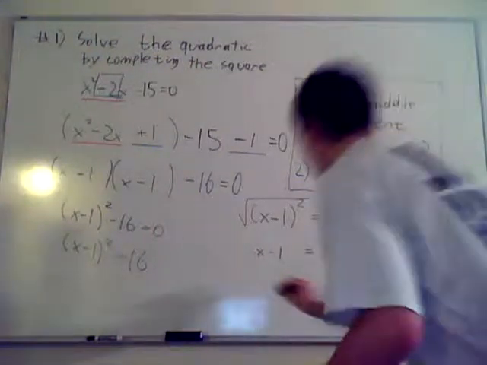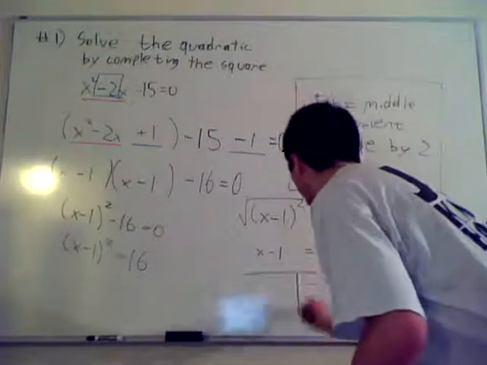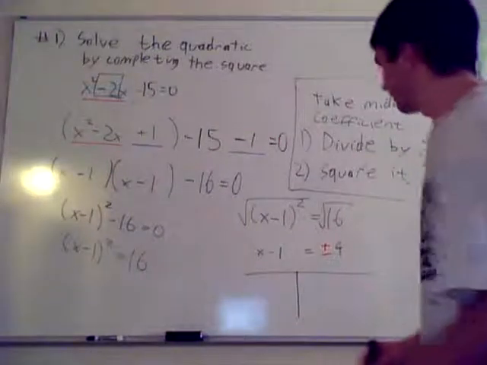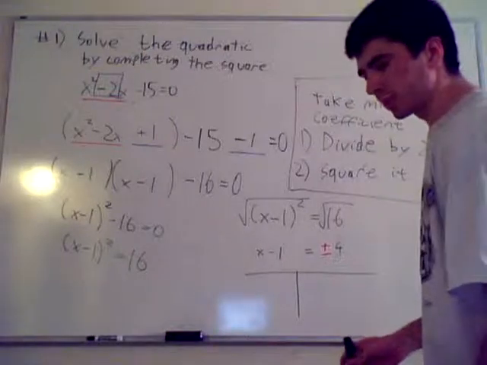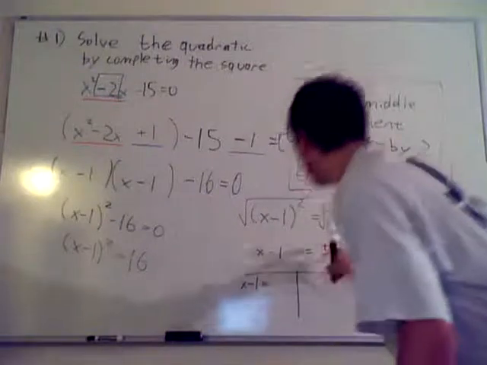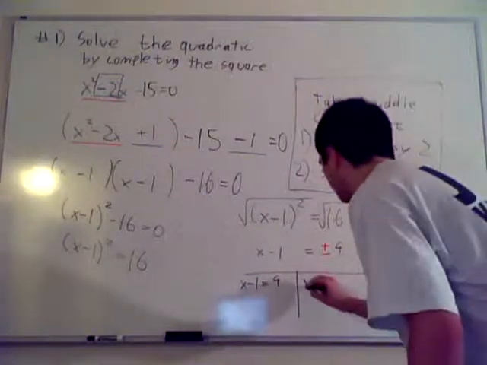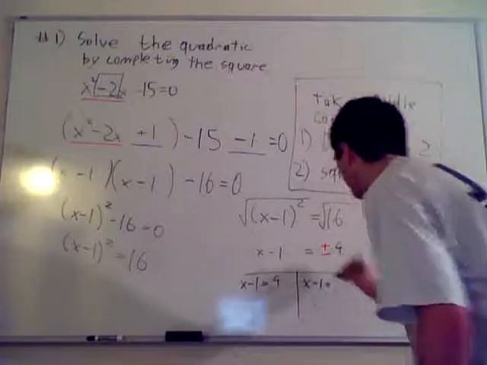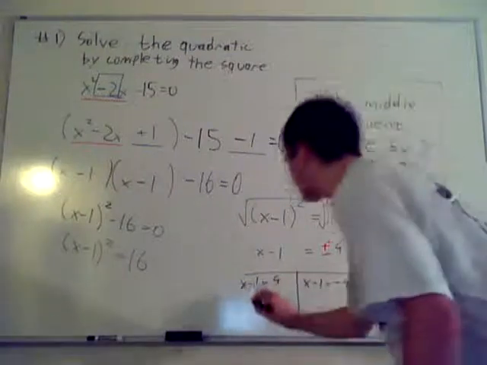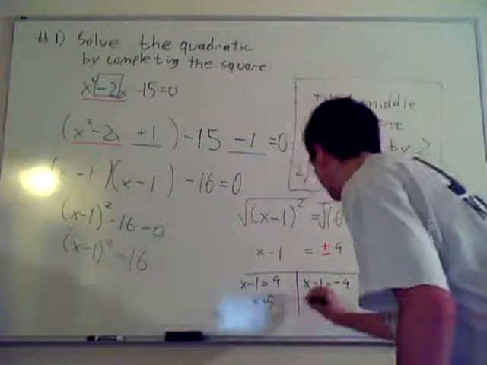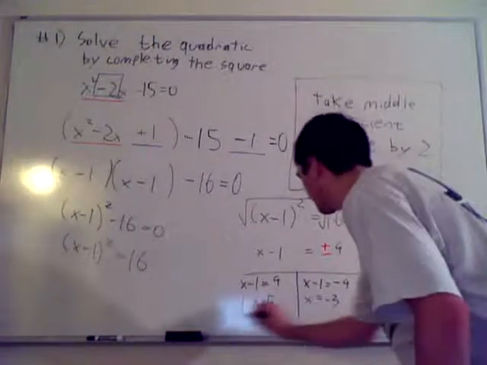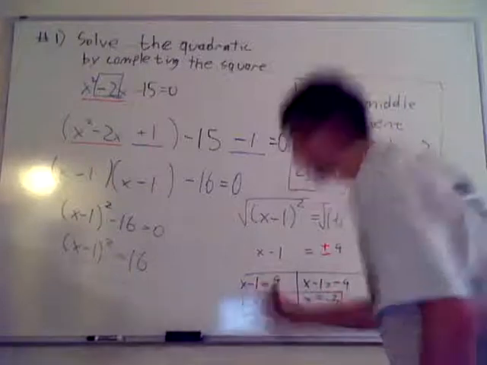So what you're going to do is, I like doing it like this. I draw myself a little table, whatever you want to call it. And you say x minus 1 equals, first option, positive 4. x minus 1 equals, second option, negative 4. And now you solve. Over here, plus 1 on both sides, x equals 5. On the other side, plus 1 to both sides, x equals negative 3. And these are your two answers for this problem.